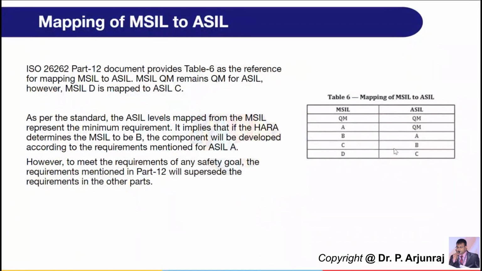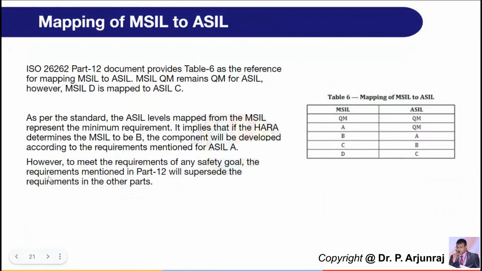It also implies that if the HARA determines the MSIL to be B, the component will be developed according to the requirements mentioned for ASIL A. First, with respect to A, it is equal to quality management here. So when I take component B, it implies that if the HARA determines the MSIL to be B, the component will be developed according to ASIL A requirements. So when you are with B, you are going to develop the components which will meet the ASIL A requirements.